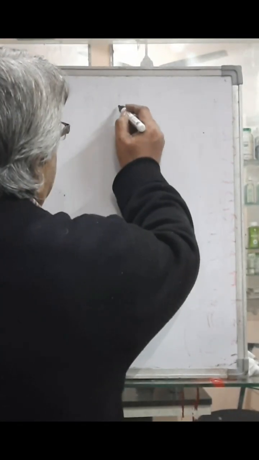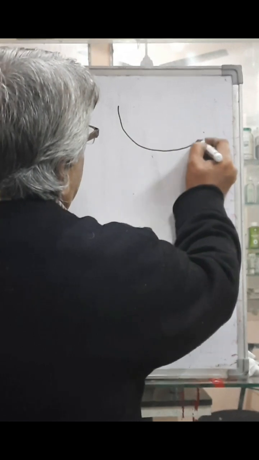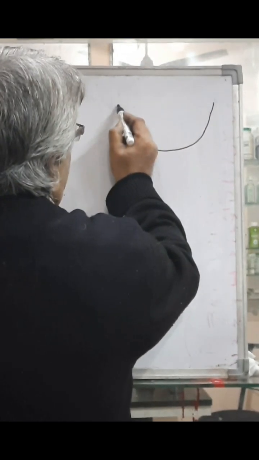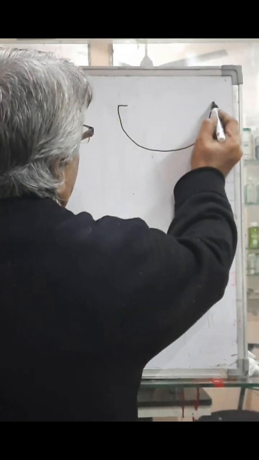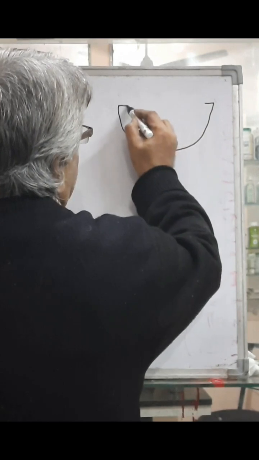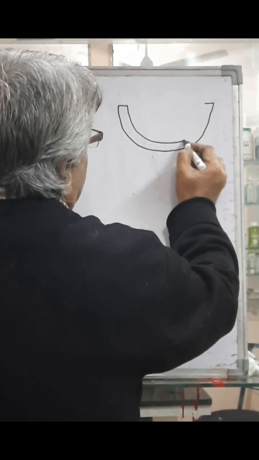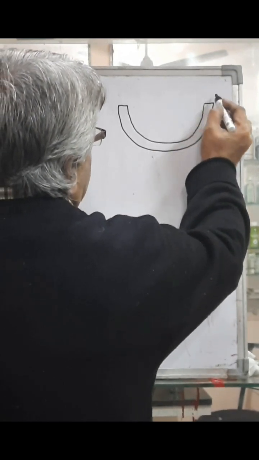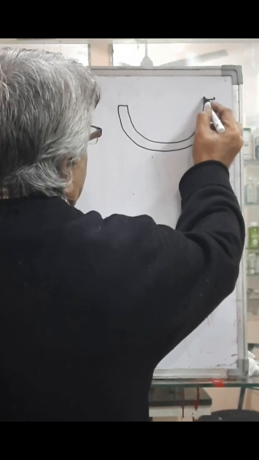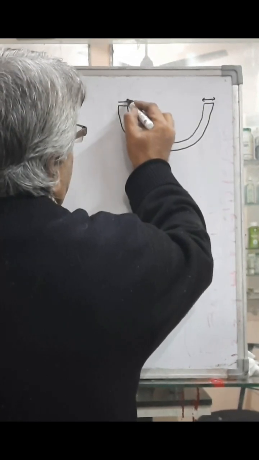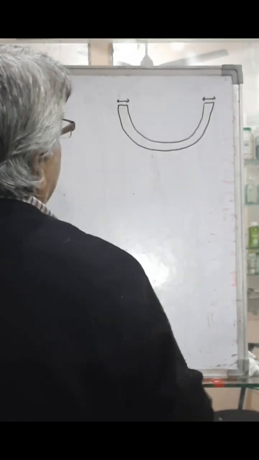A hemispherical tank is given, which is made up of an iron sheet whose thickness is 1 centimeter. This is the thickness, which is 1 centimeter.